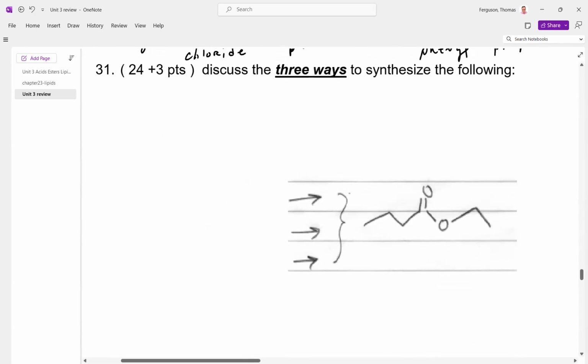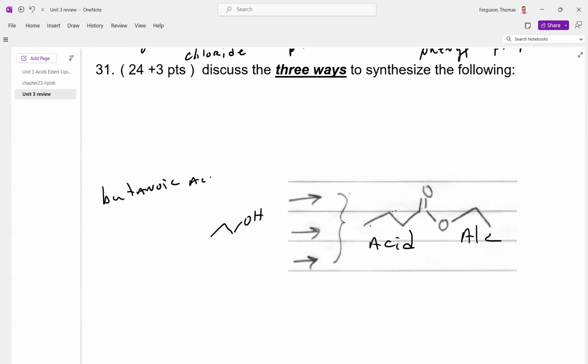Okay, this problem says discuss the 3 ways to synthesize the following. Okay, it's an ester, 3 ways with the acid, acid chloride, and the anhydride. So the alcohol is a 2 carbon alcohol, so that means that's ethanol. Then we need to start with the acid, which is a 1, 2, 3, 4 butanoic acid. With the acid chloride, and then with the anhydride.